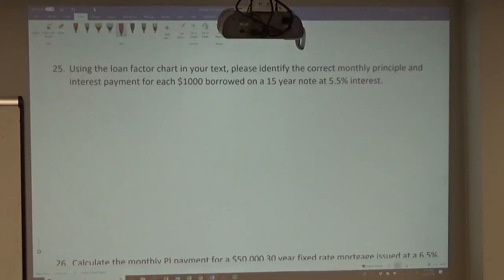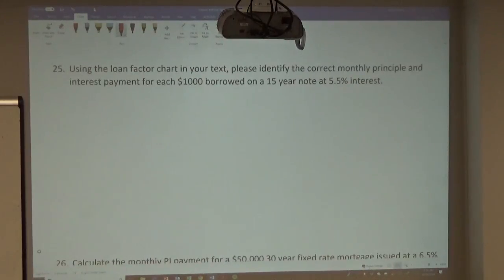They want to identify the correct principal and interest payment for $1,000 borrowed. Well, that's what this chart is. It's payments for every $1,000 that somebody borrows. It's their principal and interest payment in dollars and cents.